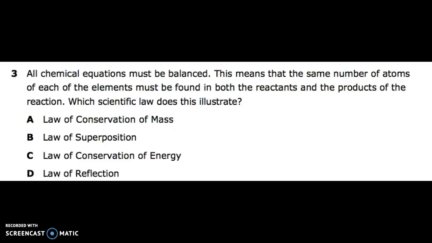Number 3, all chemical equations must be balanced. This means that the same number of atoms of each of the elements must be found in both the reactants and the products of the reaction. Which scientific law does this illustrate? A, law of conservation of mass, B, law of superposition, C, law of conservation of energy, and D, law of reflection.